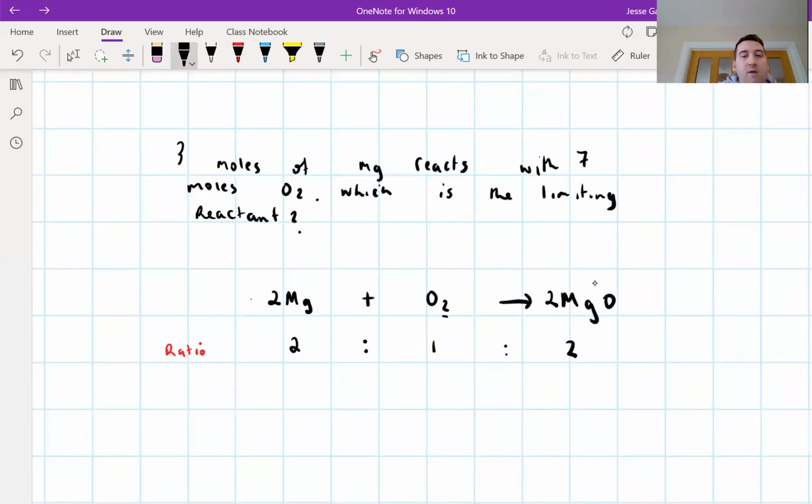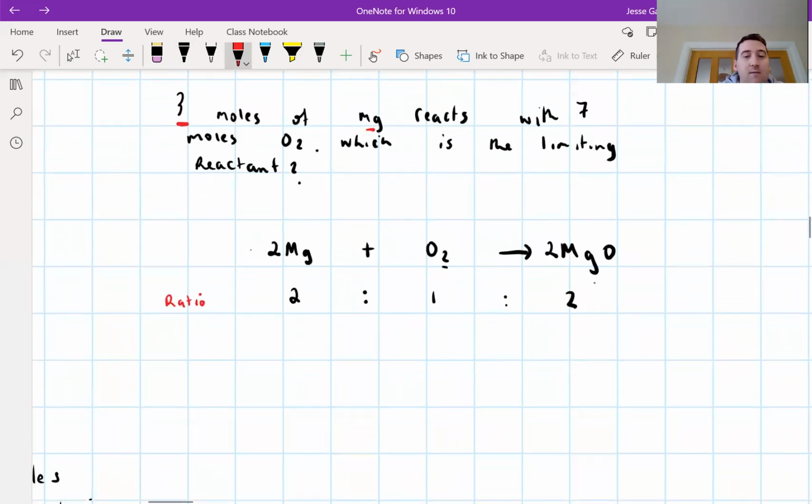So it says we reacted 3 moles of magnesium with 7 moles of O2. Now I'm going to pick one of these and I'm going to find out which one is the limiting reagent. I'm going to do this by picking either magnesium or oxygen. I'm going to go with the magnesium. I'm going to start with 3 moles of magnesium and find out how many moles in a theoretical situation would I need to react with that.